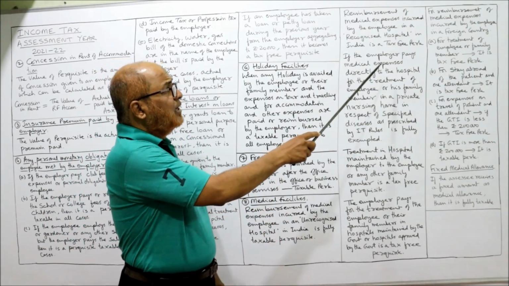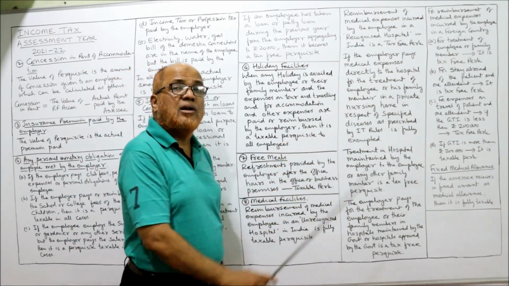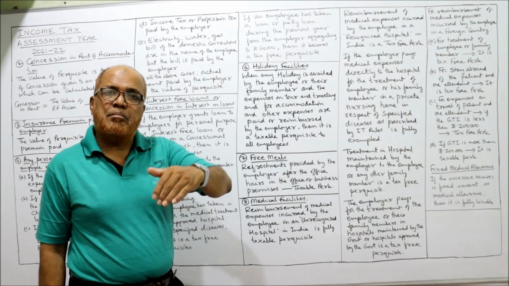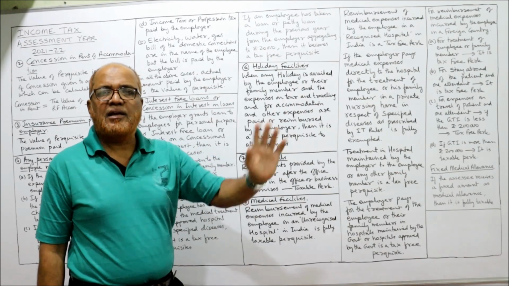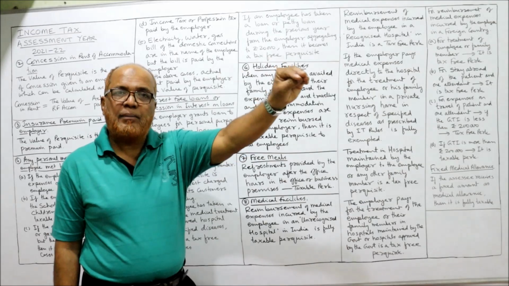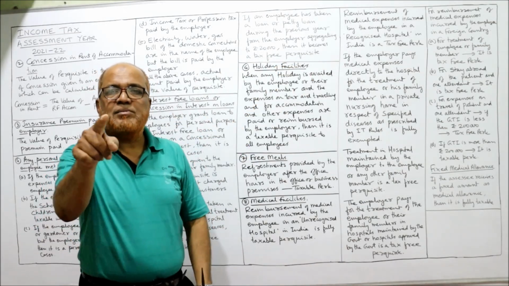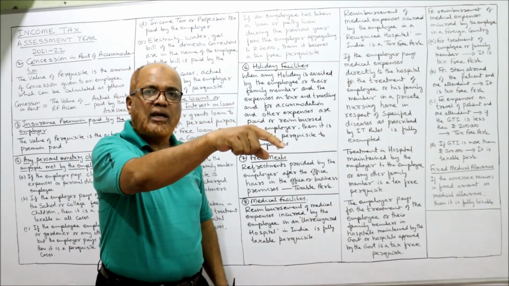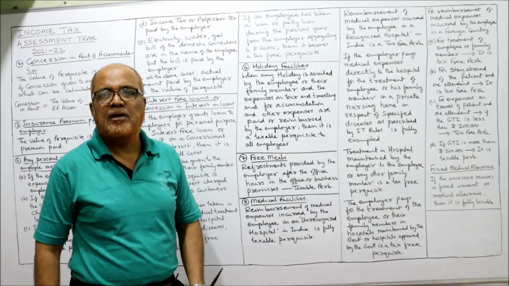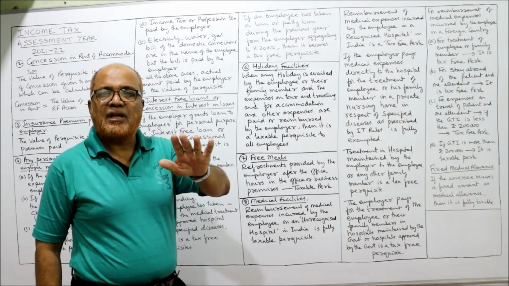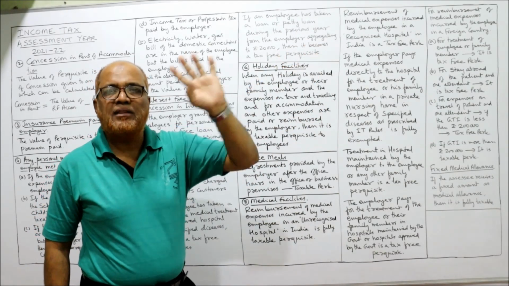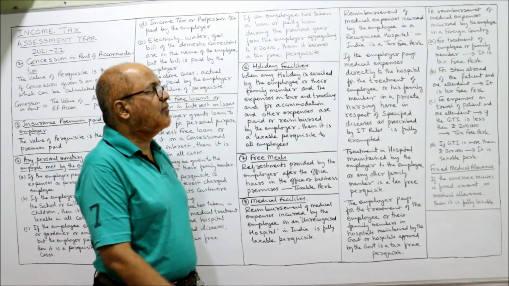Now, if the employer pays medical expense directly to the hospital. Sometimes the employer pays medical expenses directly to the hospital. It will not be reimbursed. There is a difference between direct payment and reimbursement. Reimbursement means first it is paid by the employee, later on it will be repaid by the employer. But direct payment means without any involvement of the employee, directly the employer is paying the bill to the hospital.